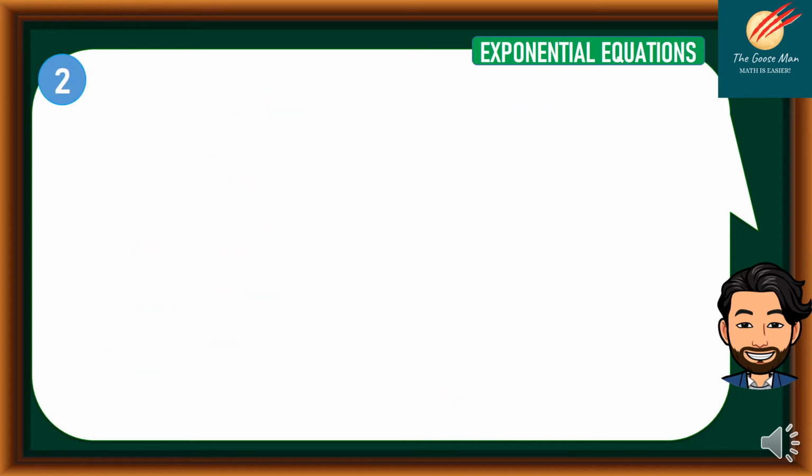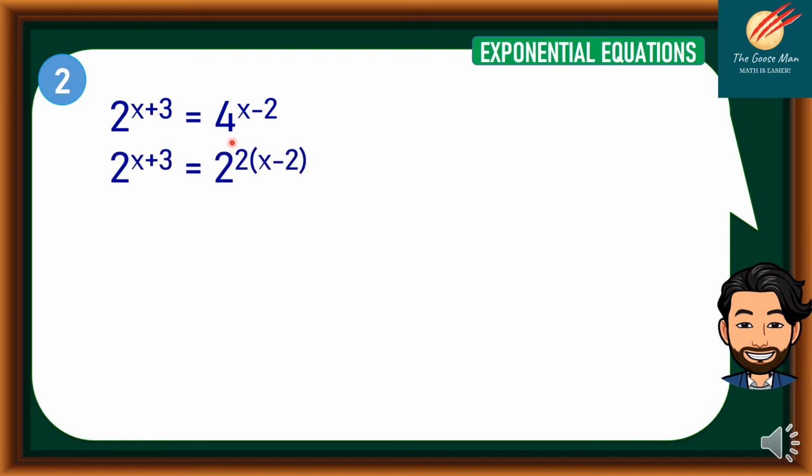Let's have our example number 2. So if I have 2 raised to x plus 3 is equal to 4 raised to x minus 2. So our objective is to make our bases the same. So I'll express 4 such that 4 can be expressed as 2 raised to 2. Then I have the exponent x minus 2. So I have here 2 raised to 2 times x minus 2.